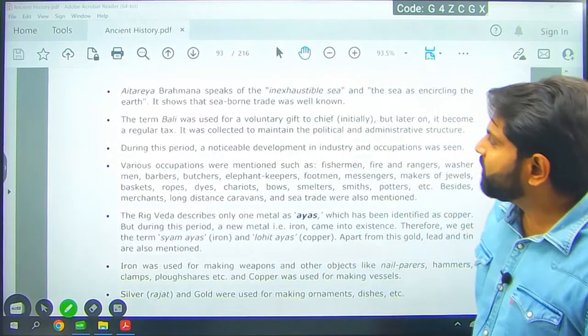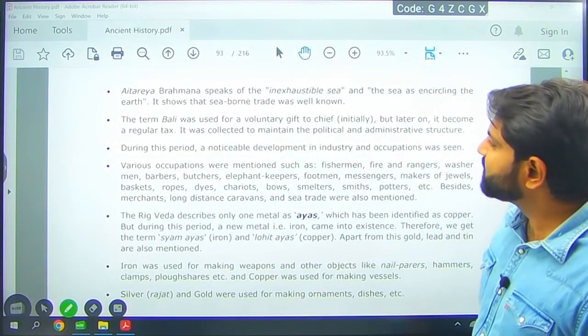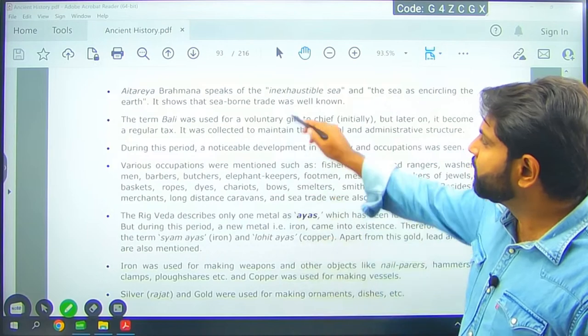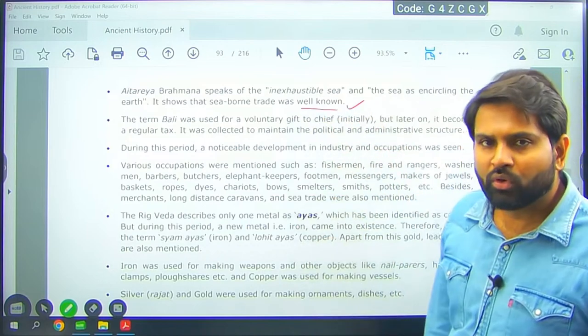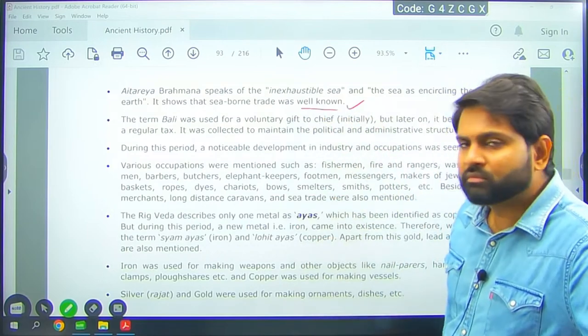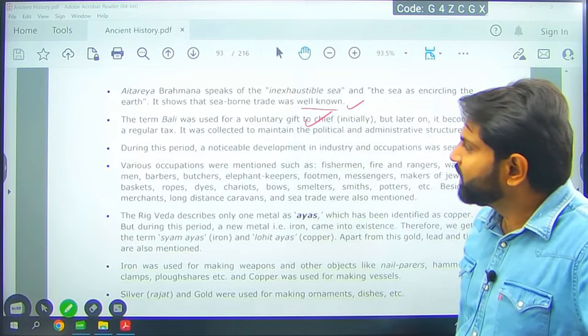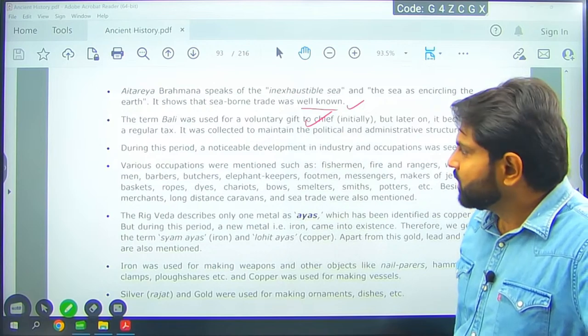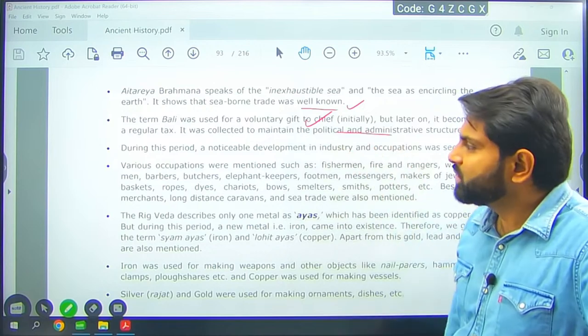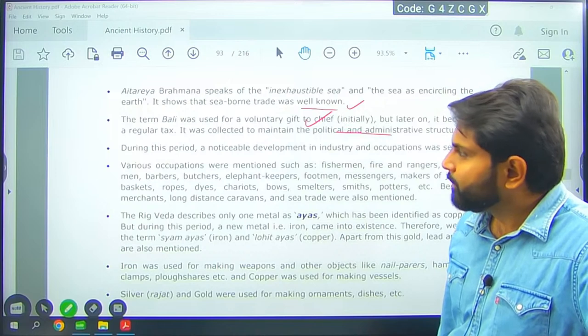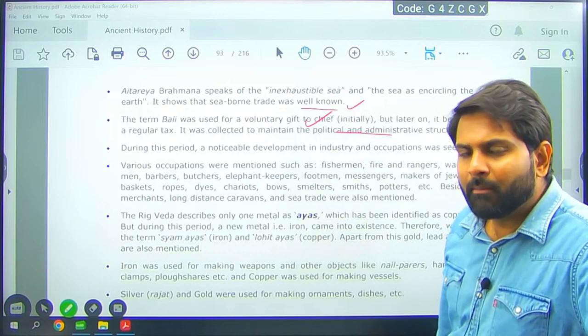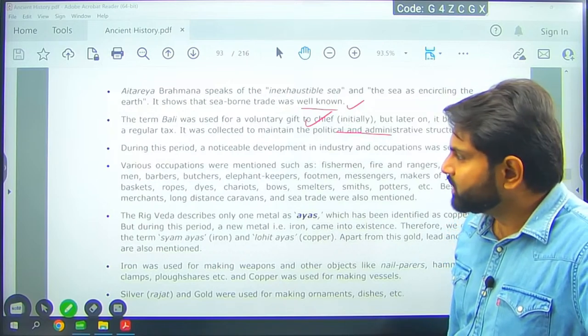Aitareya Brahmana speaks of the inexhaustible sea and the sea encircling the earth. It shows that sea-borne trade was also known to them. They went abroad. Bali was used as a voluntary gift to the chief. Later it became a regular tax, collected to maintain political and administrative structures. Bali became a compulsory payment. Bhaga becomes the voluntary payment later.